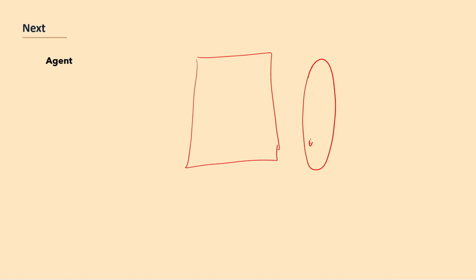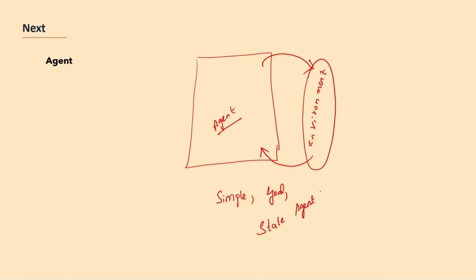This is the environment and the agent. The agent gets information from the environment and acts according to it. There are several types of agent that we did previously, like simple agent, goal oriented agent, tool based agent, state based agent which has memory, and utility agent.